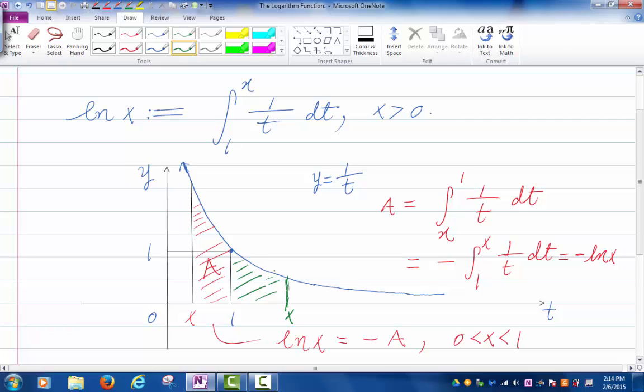However, when x is less than 1, then the area below the graph of 1 over t, above the interval from x to 1, is given by the integral from x to 1, not from 1 to x. You always go from the smaller number to the bigger number for the area. So you get this. But this is the negative of ln, because ln goes from 1 to x, not x to 1. So ln is actually the negative of the area when x is less than 1. Okay?